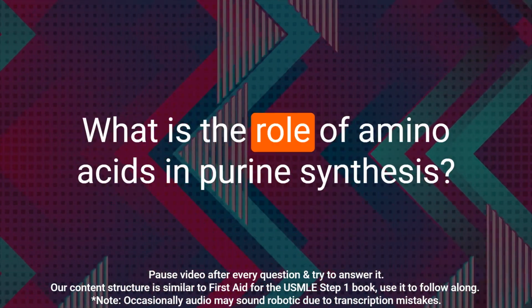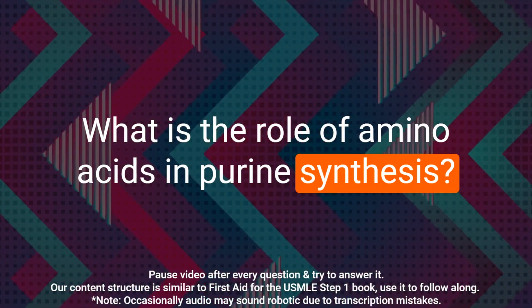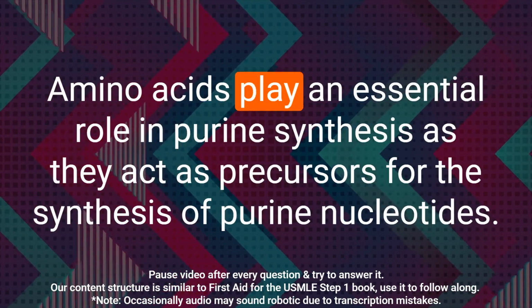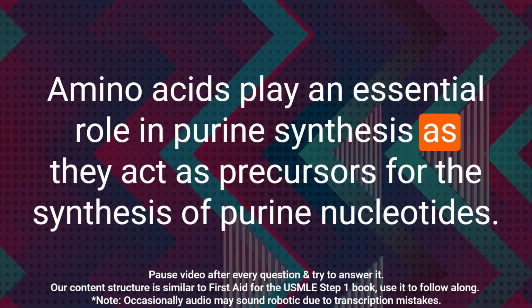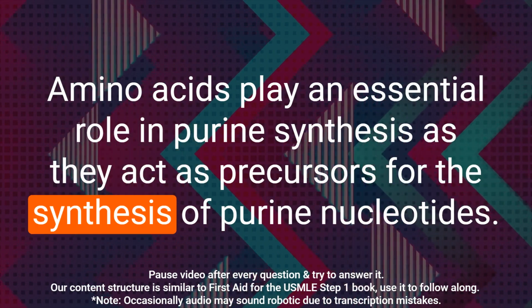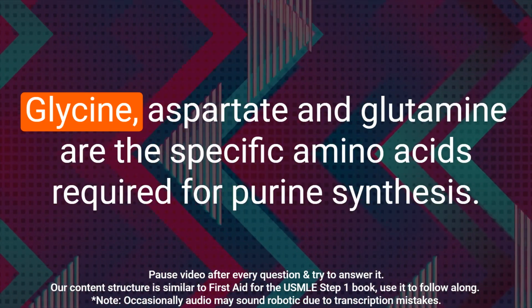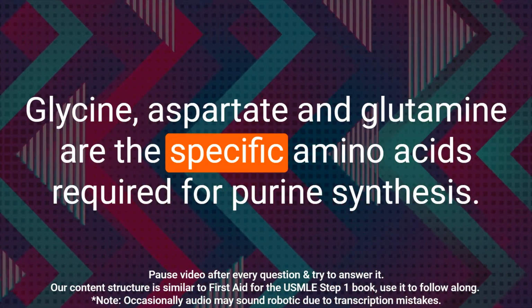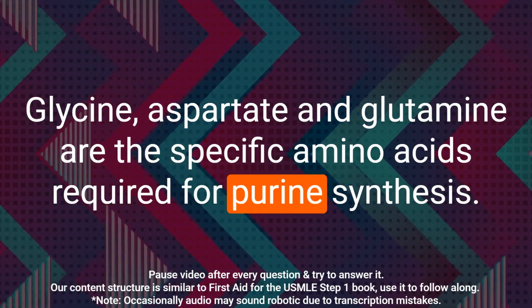Question: What is the role of amino acids in purine synthesis? Answer: Amino acids play an essential role in purine synthesis as they act as precursors for the synthesis of purine nucleotides. Glycine, aspartate, and glutamine are the specific amino acids required for purine synthesis.